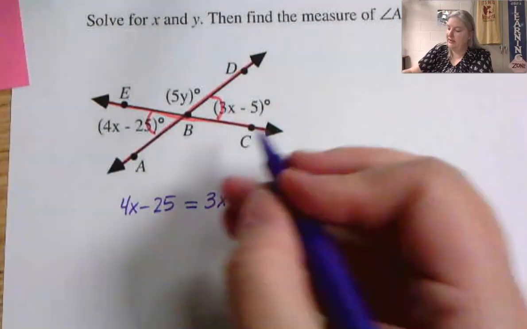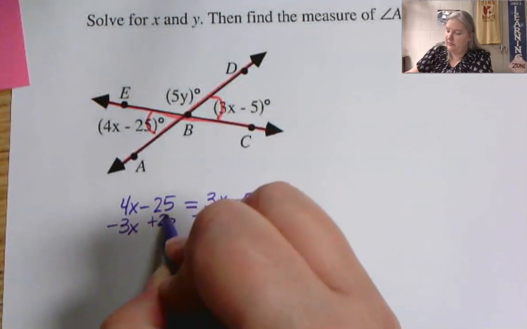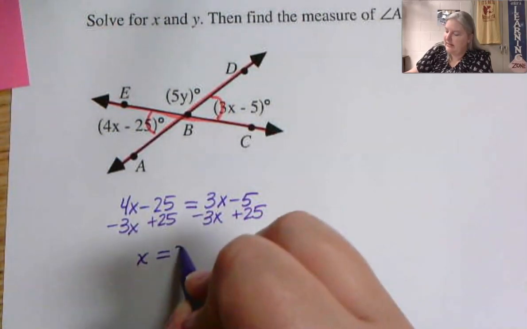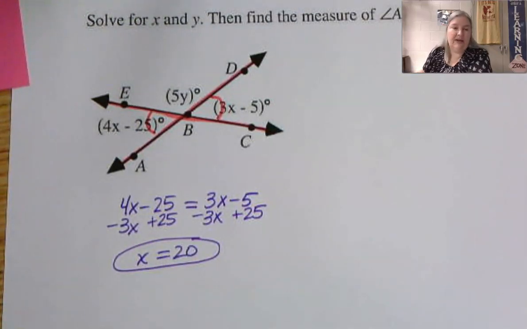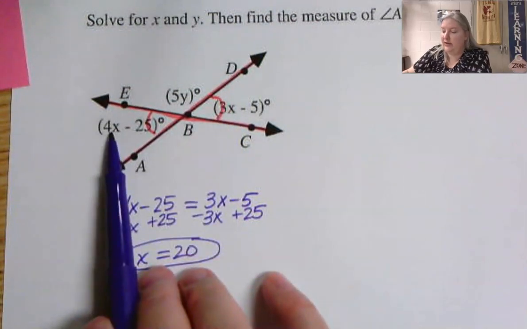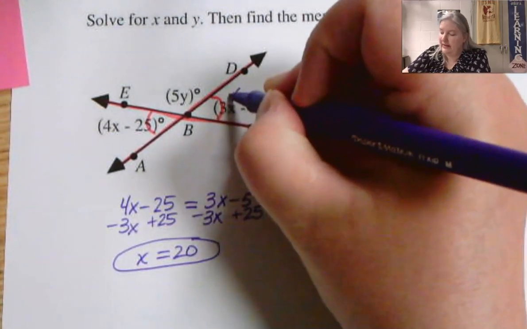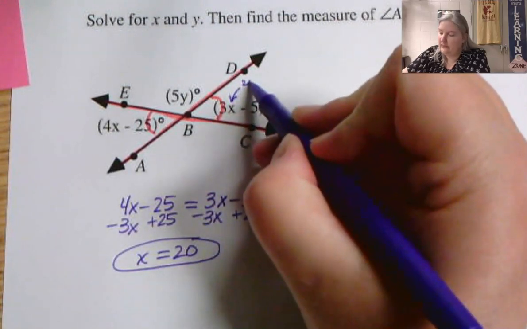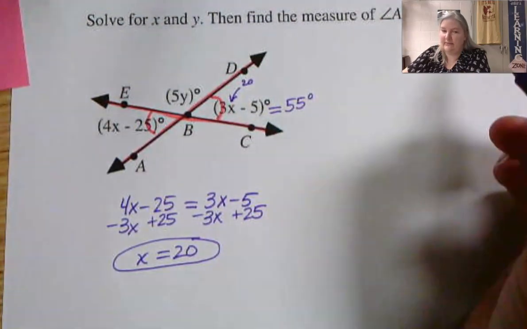Okay, so then I can solve for x because I only have one variable, and that is perfectly doable. Collect my numbers on one side, collect my variables on the other side, and I have x is 20. So now if I know that x is 20, I could go back and plug in here, or I could go over here and plug in. It doesn't matter either way. I think I'm going to do it here and put a 20 in right there. And then 3 times 20 is 60 minus 5 is going to be 55 degrees.